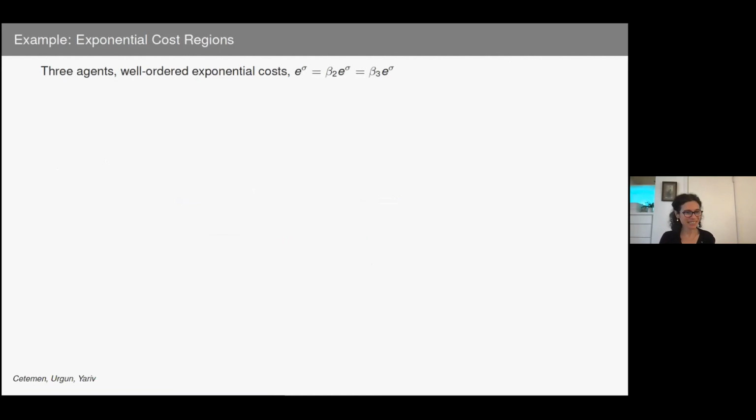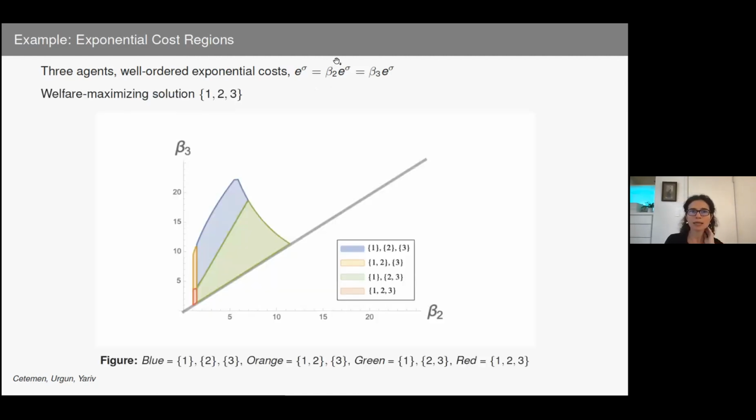All right, so I'll just end with one example, a truly numerical example, just to give you a sense of how these things could differ. This is a particular case of well-ordered costs where the costs are exponential and we have only 3 agents, so as simple as it gets. And in this figure, we're restricting attention to the parameters such that the welfare maximizing solution is just to have everyone exit at the same time. What you're seeing in the figure here is, recall that person 1 has a search scope of e to the sigma. All we need to account for are these parameters beta 2 and beta 3.